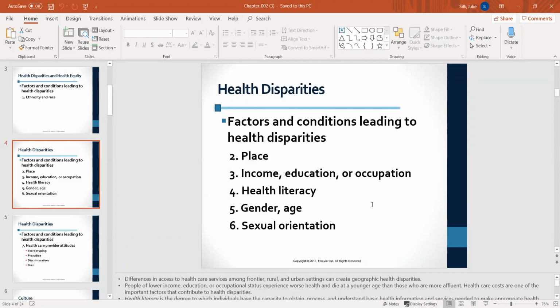There's also health disparities that exist between men and women. Adult women actually use healthcare services more than men do. Women may not receive the same quality of care though. When gender is combined with racial and ethnic differences, the disparities are even greater.